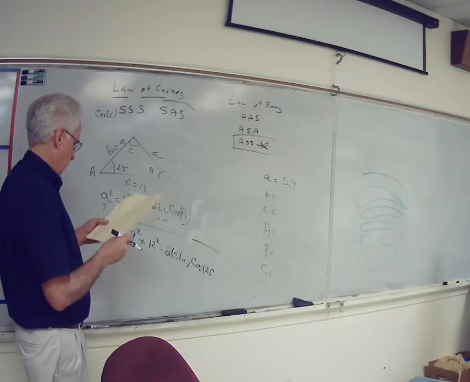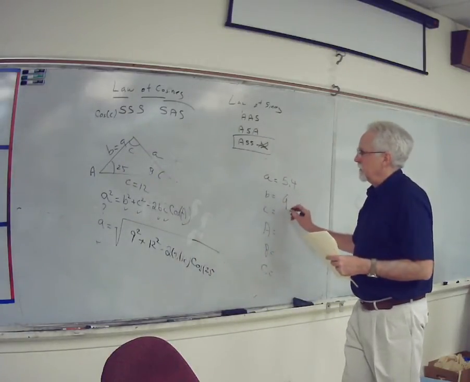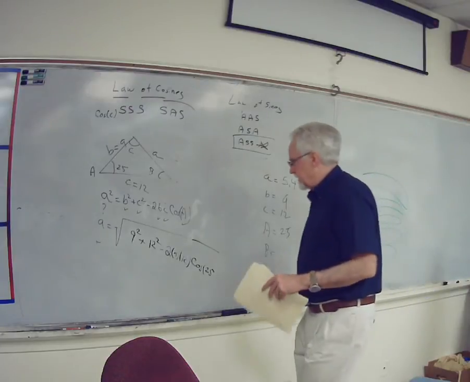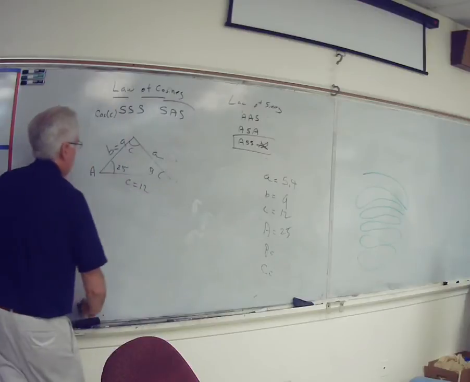So 5.4. Okay, what else did I know? I know that b is 9, right? I know c is 12. I know big A is 25. And now I have to find big B and big C. So how am I going to find B? Let's do the law of sines.